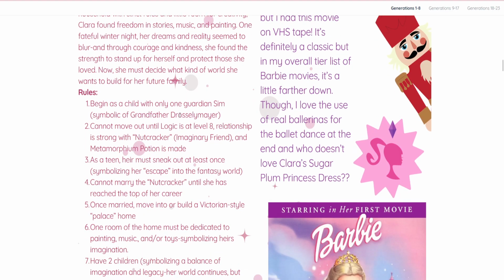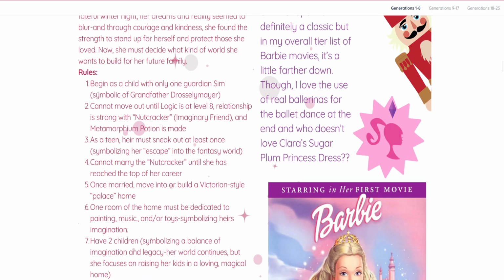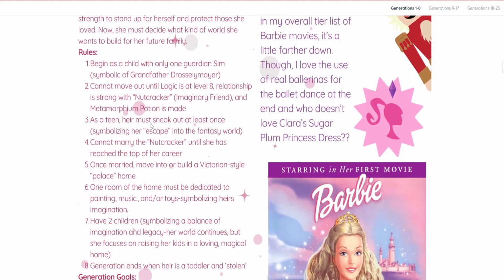So the rules, remember, the rules are the requirements. You must begin the challenge as a child with only one guardian sim, which is supposed to signify the grandfather Drosselmeyer character. You cannot move out of the house until your logic skill is at level 8. You have a strong relationship with the Nutcracker, which is the imaginary friend. And I know I did it to myself. I don't like them, but we're gonna do it. And the Metamorphium potion is made.